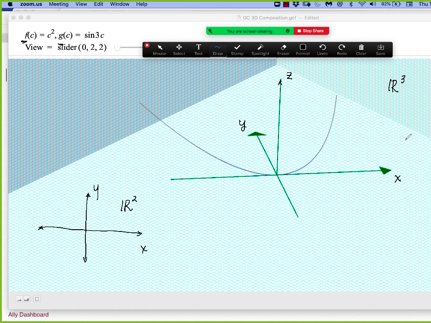f of c is y, and c is x. Okay, but what is c here? c is really just a placeholder. It's the way I'm defining the function. I could have written f of b equals b squared. There's really nothing special about c, so just talk about x and y. What you said is correct, but just talk about x and y. Donna, can you rephrase that without using c?